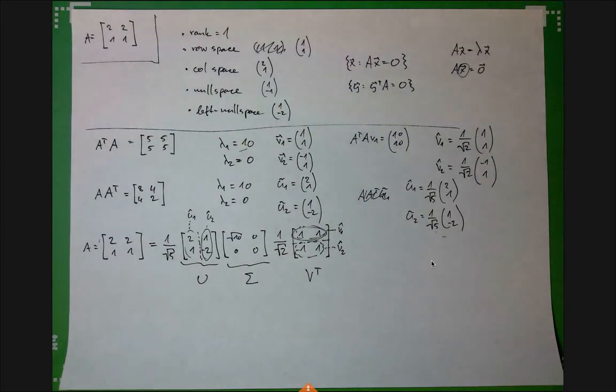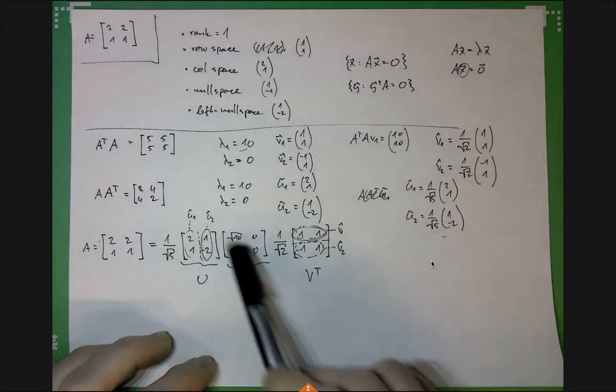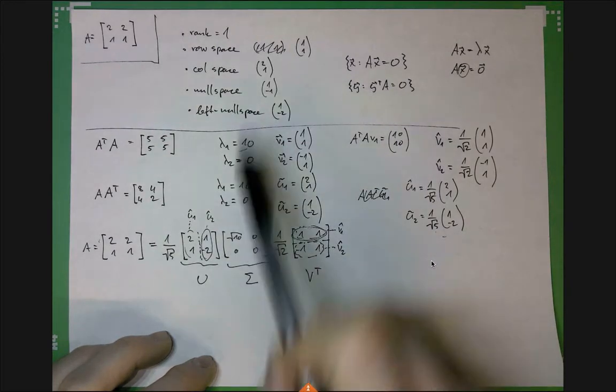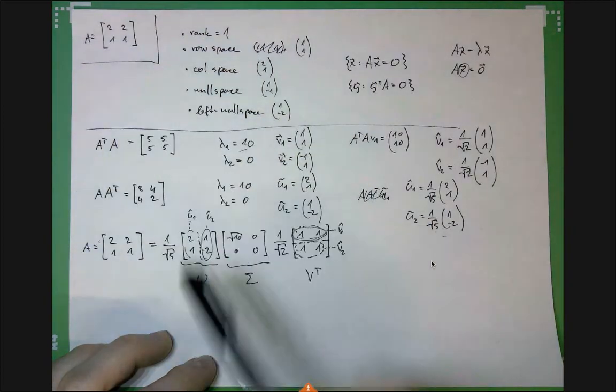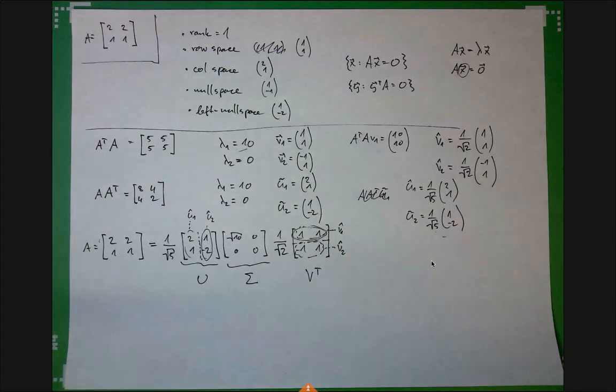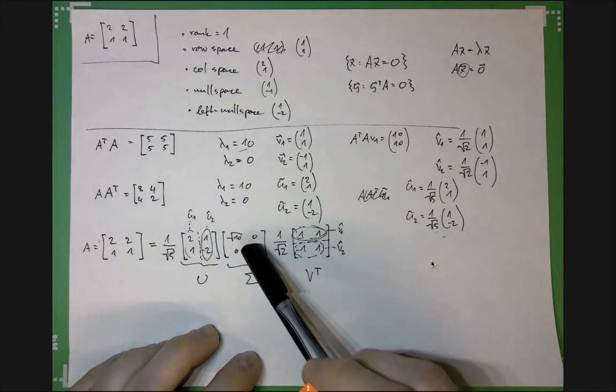A question: does the ordering of the vectors in the matrix matter? That's an excellent question. Here it doesn't, because it's just a one-dimensional matrix and a one-dimensional complement. But in a bigger matrix, it would matter. And how would it matter? It would be by the ordering of the singular values.